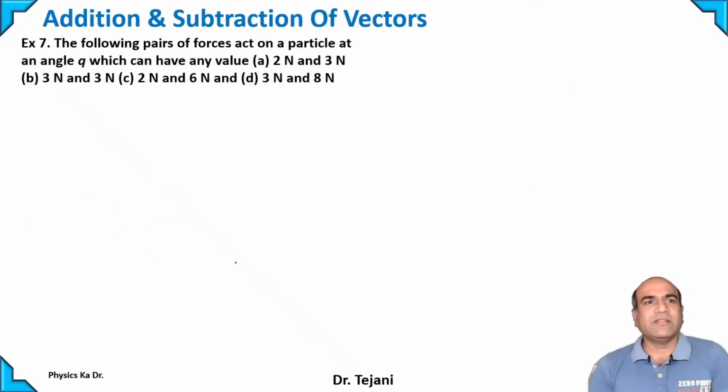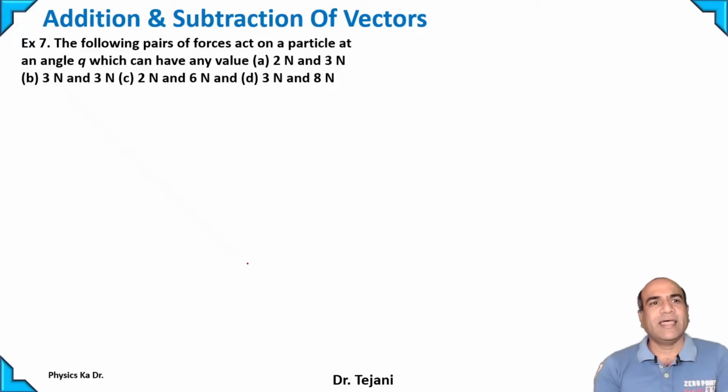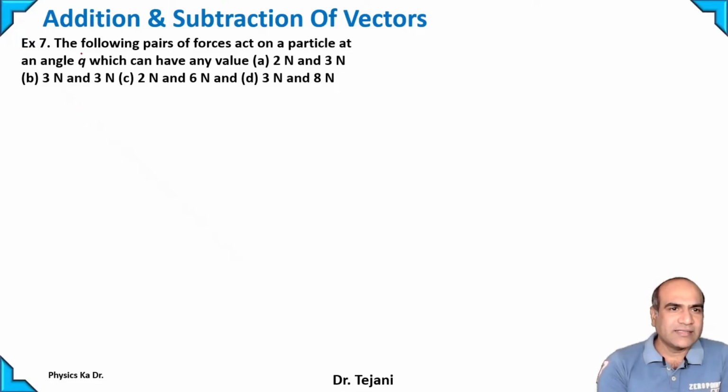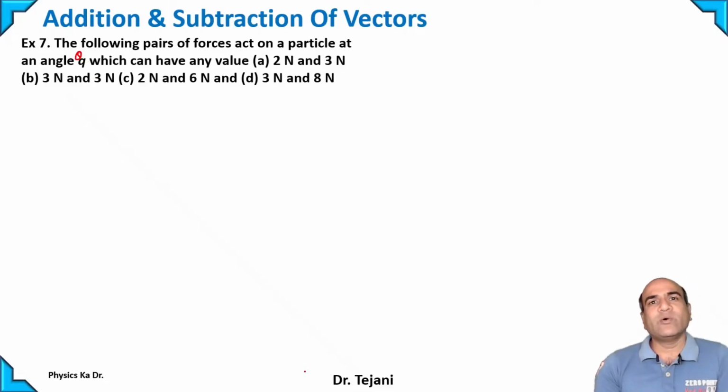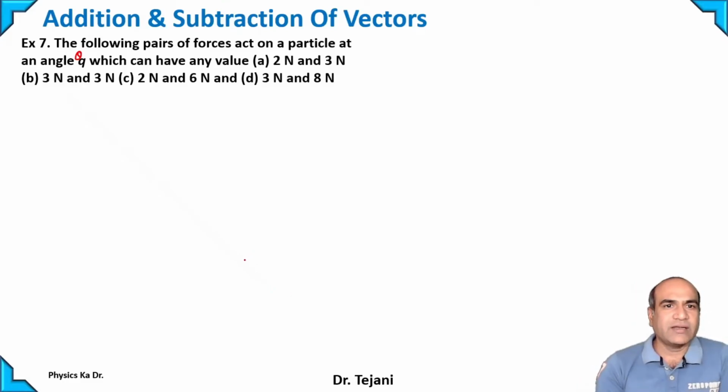Example number 7. The following pairs of forces act on a particle at an angle theta, which can have any value: (a) 2N and 3N, (b) 3N and 4N, (c) 2N and 6N, and (d) 3N and 8N.